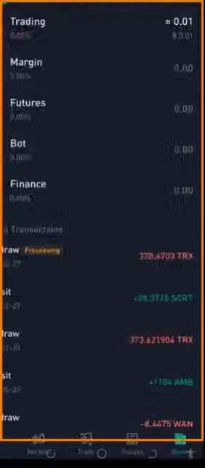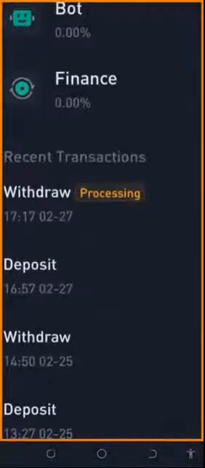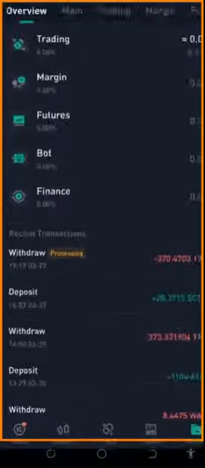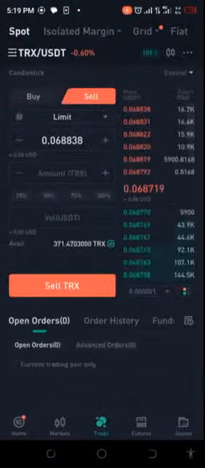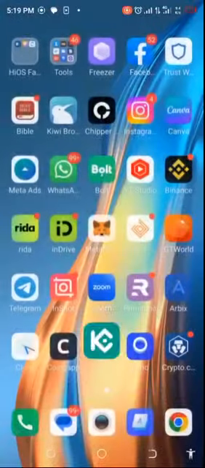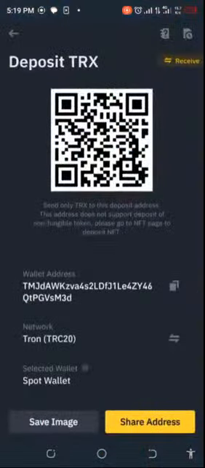Okay, so currently it's processing. As you can see, it's processing. So let's just hope it doesn't take too much time. And let's hope by the time we get over to Binance, the price will be favorable. Okay, let's go and check what's going on in Binance. Let's check very quickly, and then let's see how this goes.